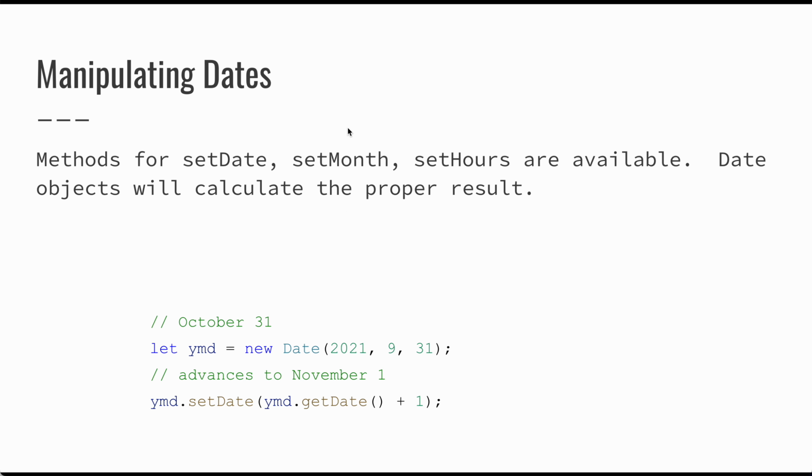You can manipulate dates, so you can setDate, which will set the day of the month. You can setMonth, you can setHours. So date objects can be manipulated in this way. You can change the different attributes of the date itself, and that will allow you to modify these as necessary. And you can see here, even if you go beyond the legal number of days in a month, in this case we have Halloween 2021. If we add one day to that, then we actually end up on November 1st. So it protects you from doing weird things with your dates.